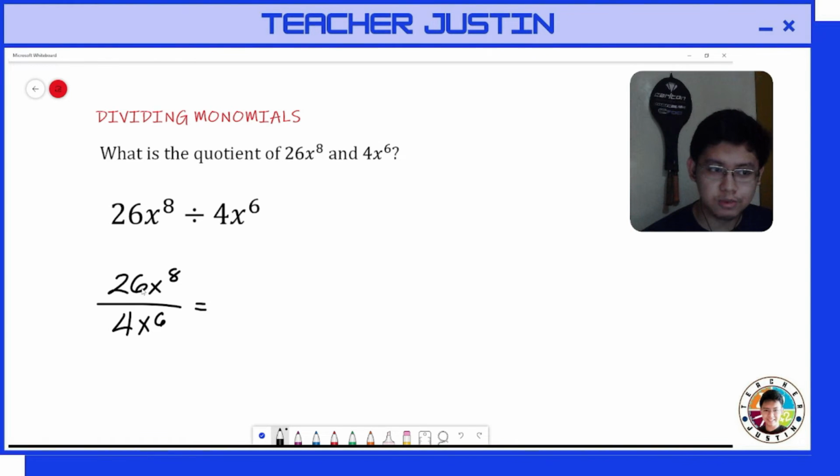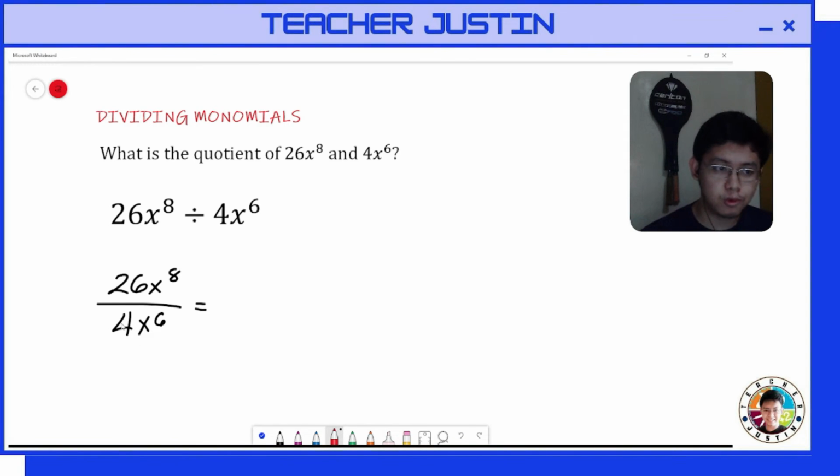So let's start first with the coefficient, 26 divided by 4. Can we divide 26 by 4? If not, we can just simplify. So we will just simplify 26 and 4 using the divisibility rule or simplifying fractions. So let's look for the common factor of 26 and 4.